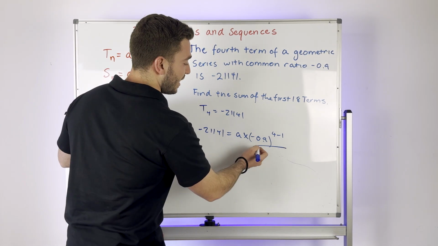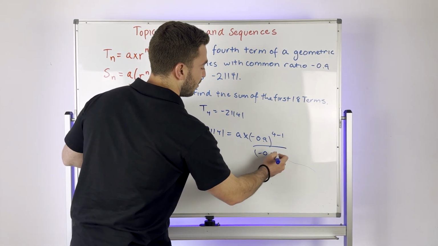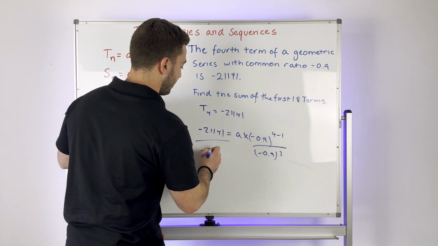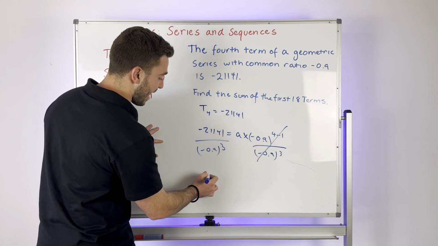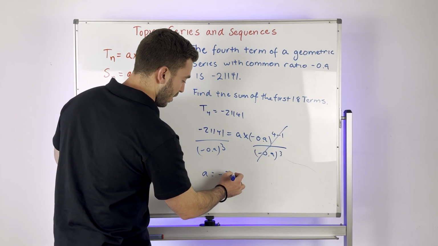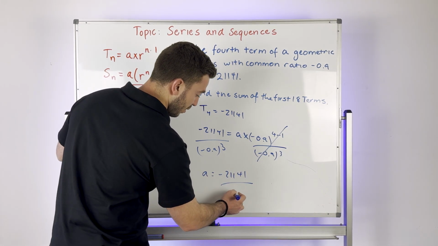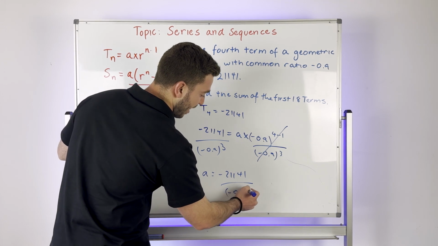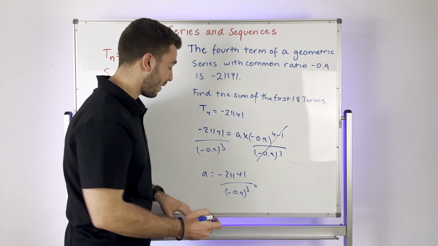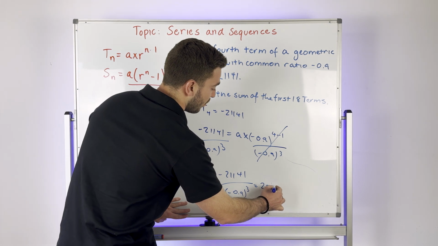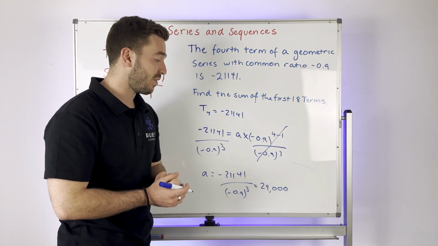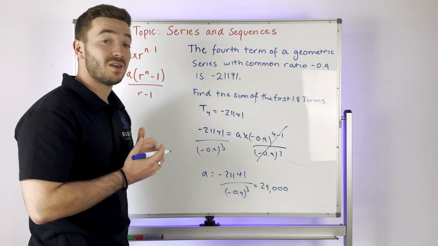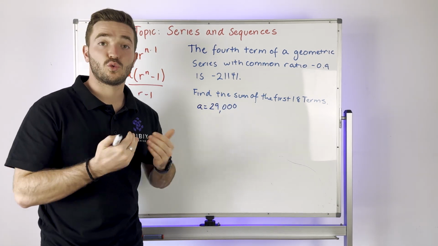So dividing everything by minus 0.9 to the power of 3 on both sides, it's just going to cancel, and A is equal to minus 21141 over minus 0.9 to the power of 3. When we put that into our calculator, we get the first term, A, is equal to 29,000. Now that we know that term, we can sub that back into the sum formula. So we solved A is 29,000.